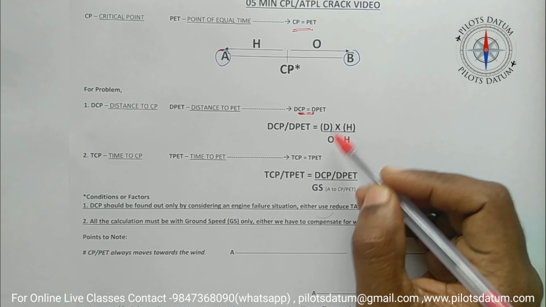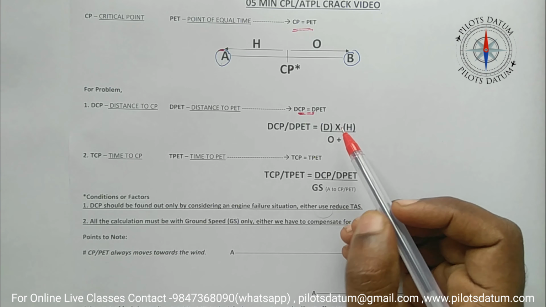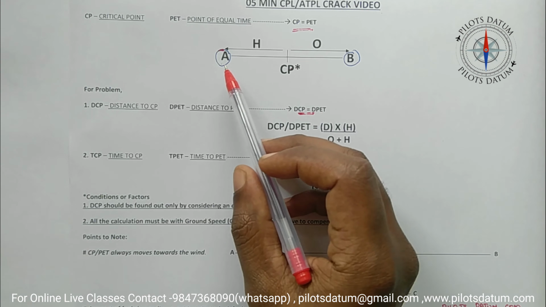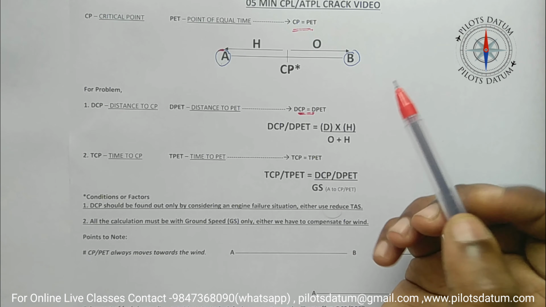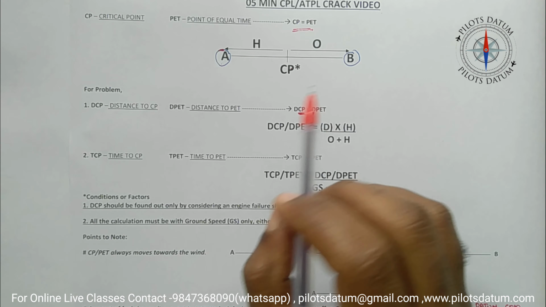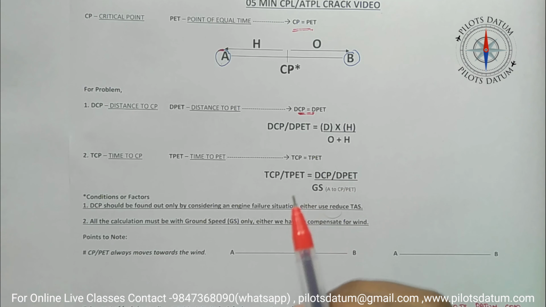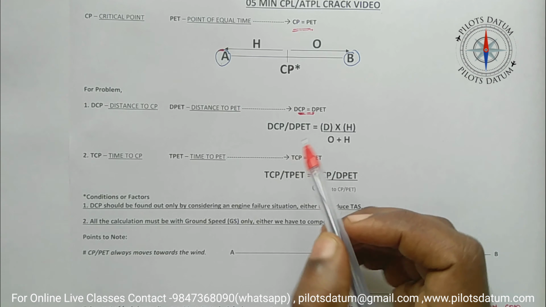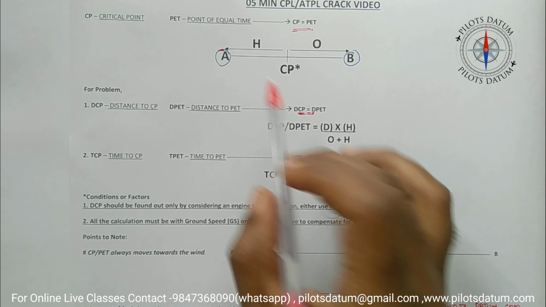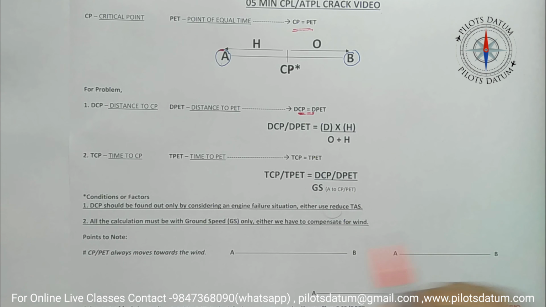Now let's see what these variables mean. D means simply the distance between A and B. If in the problem it is given that the distance between A and B is 1000 nautical miles, then D is simply 1000. If it is 500 nautical miles, then D will be 500.